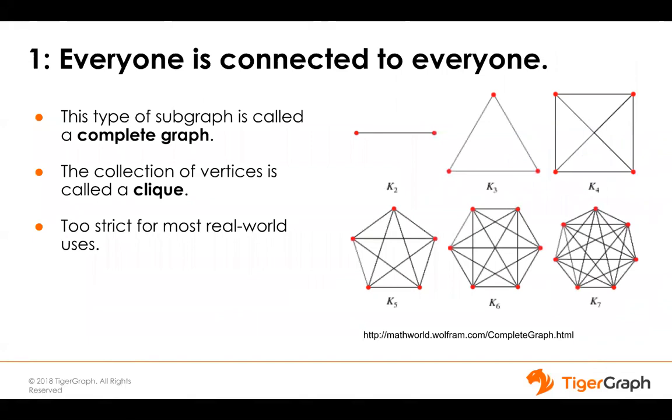So let's look at each of these. First, if everyone is connected to everyone, you can see on the right, this is a very formal definition. It makes these beautiful geometric shapes. This type of subgraph is called a complete graph. And the collection of vertices that are members of a complete graph are called a clique. This is probably too strict for most real-world cases. It's used sometimes, but not that often. But mathematicians love it. It's actually also very computationally intensive to compute.